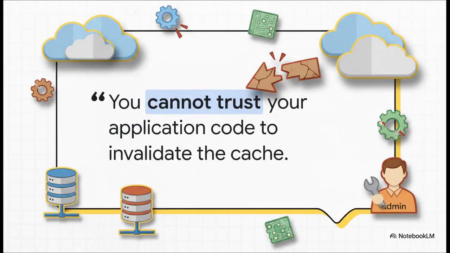And this quote? This gets to the absolute heart of the problem with the most common pattern out there, cache aside. It just hits the nail on the head. As developers, we try our best, right? We write our code to clear the cache whenever we update the database. But what about that one-off admin script someone runs? Or a direct manual database fix to solve an emergency? Your application code isn't the only thing in the universe that can change your data.